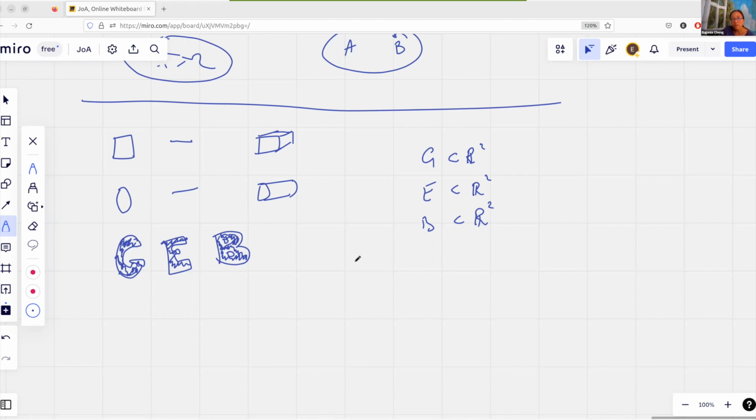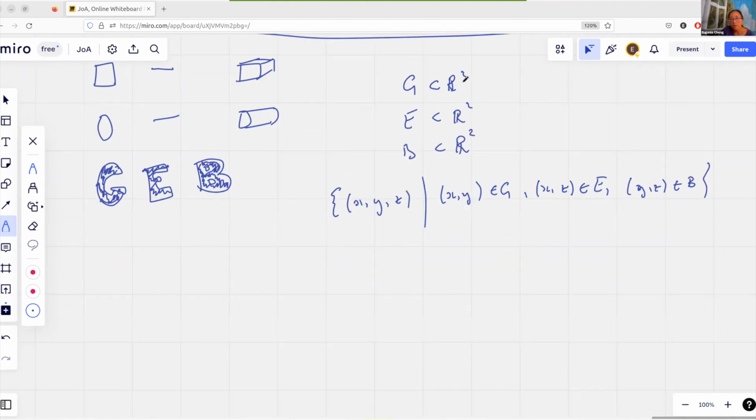And so what we want is points of R cubed, x, y, z, such that when you project onto x, y, that's in G, and maybe x, z is in E, and y, z is in B. So it's not a product, because a product would have 6 dimensions to it.